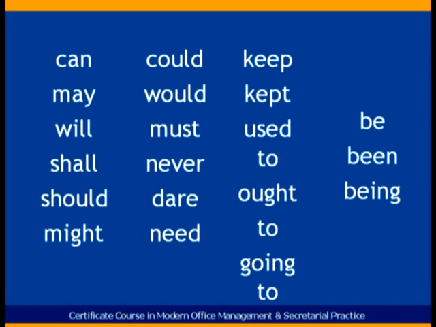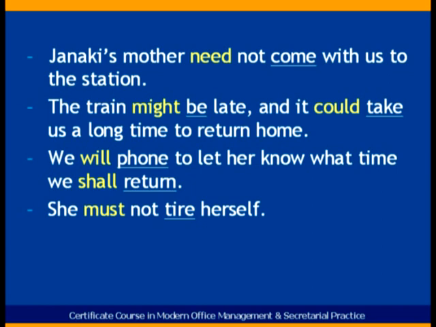Here are some sentences with a few of these auxiliaries. Note, the yellow words are verbs that are being helped by the auxiliaries. Janaki's mother need not come with us to the station. The train might be late and it could take us a long time to return home. We will phone to let her know what time we shall return. She must not tire herself. With some practice reading, you will be able to remember these auxiliaries and use them in a proper manner.